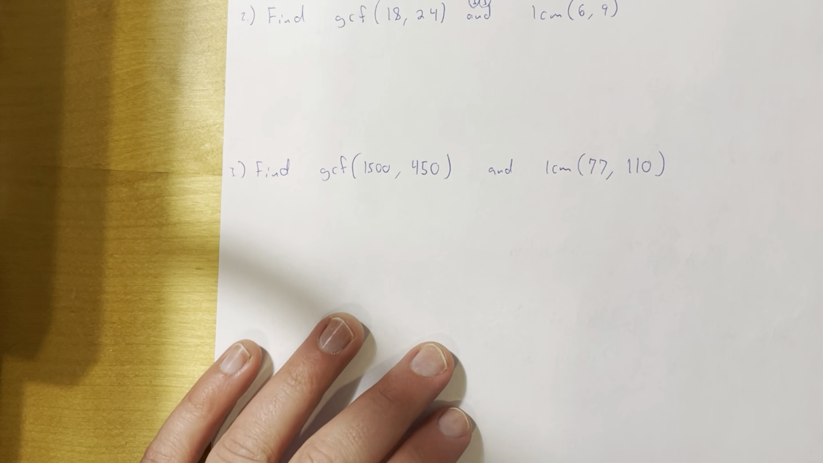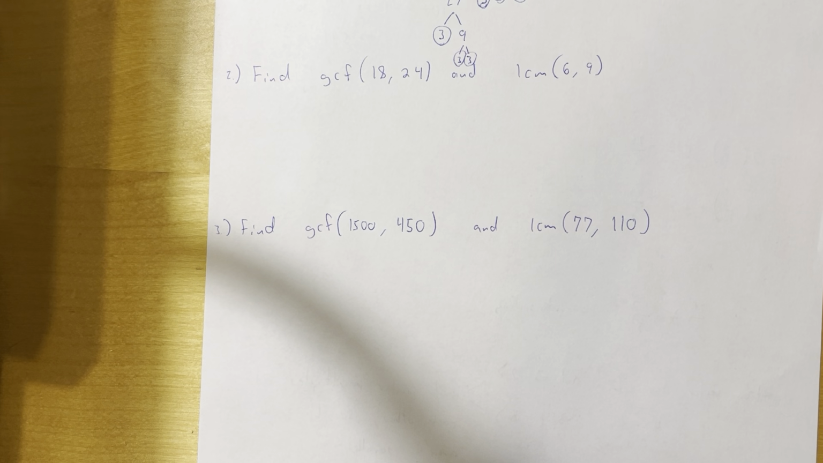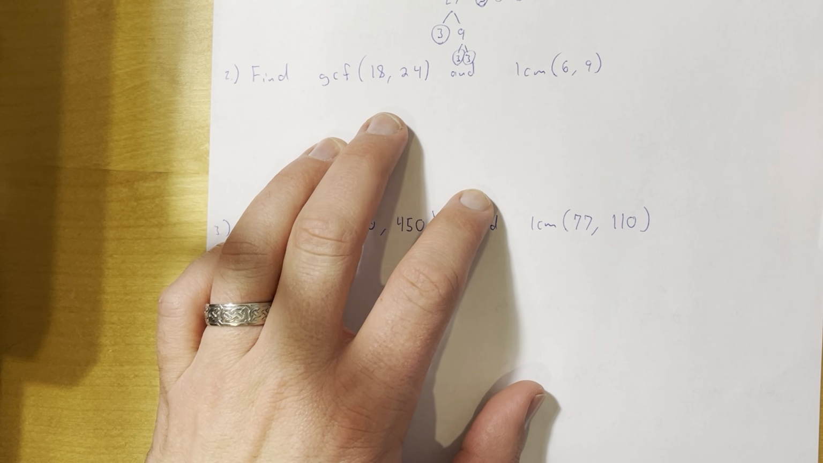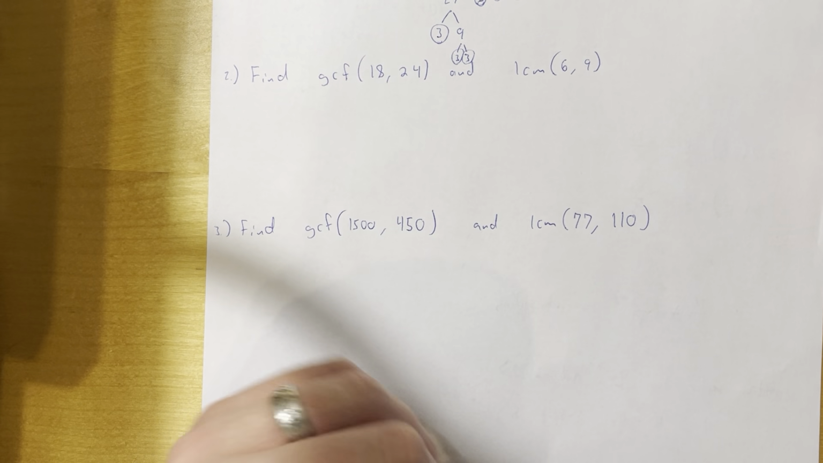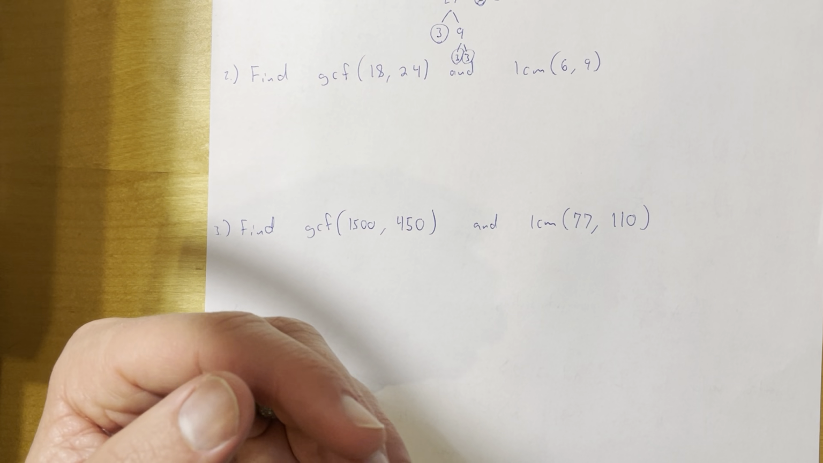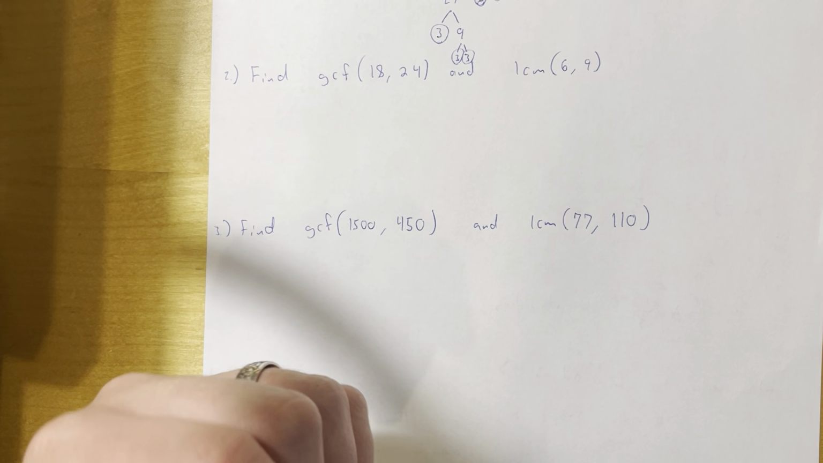Okay. We have a couple of problems here now where we're finding GCFs and LCMs. GCF, greatest common factor, LCM stands for least common multiple. In some cases, you don't really need to use prime factorizations to find these, because you might be able to do it mentally. So looking at these numbers, for example, the GCF, the greatest common factor of 18 and 24, I'm literally looking for the largest factor that they have in common.